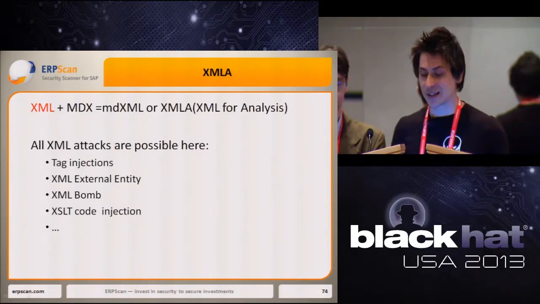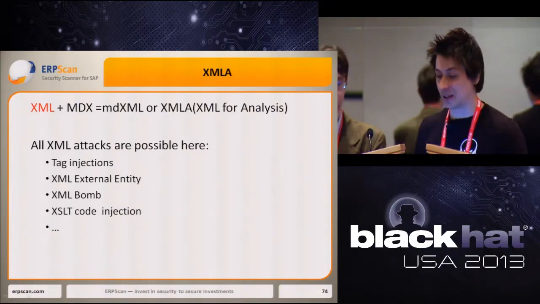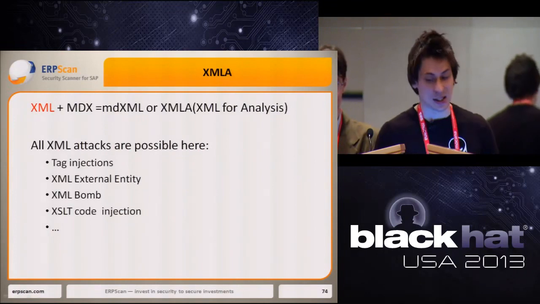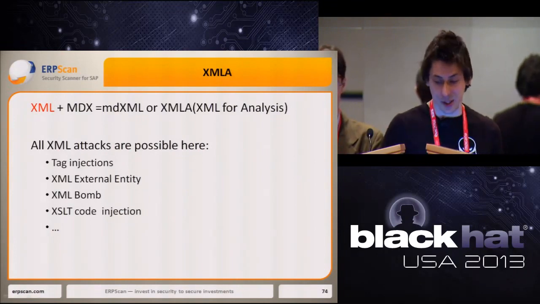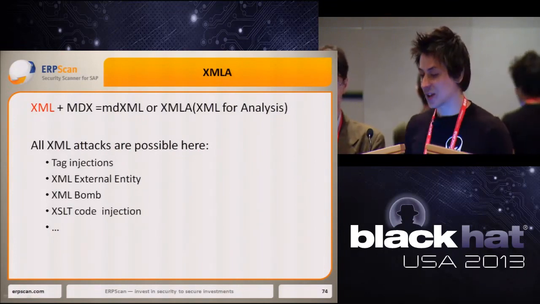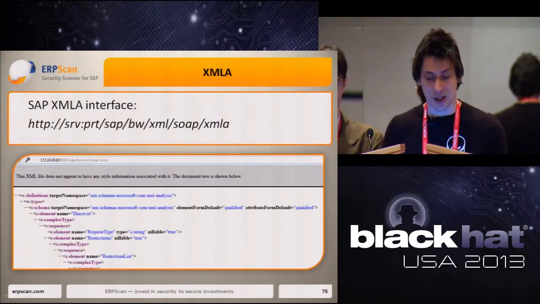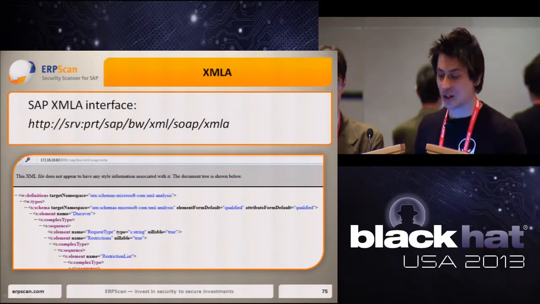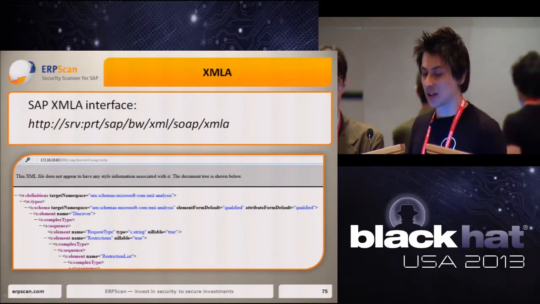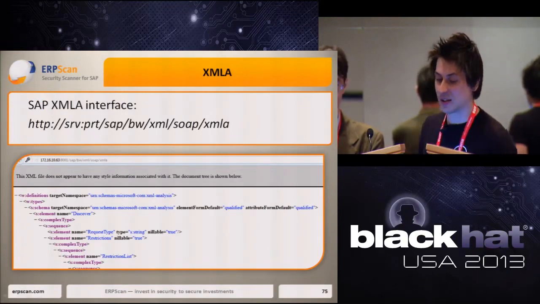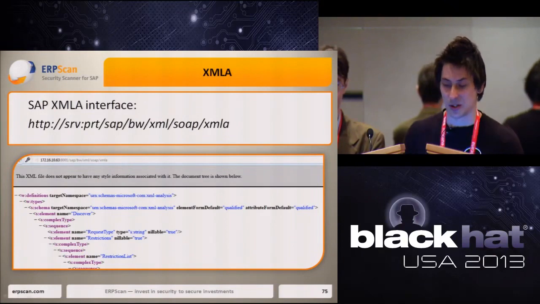Back to the attack now. XML for analysis is still good old XML, and all classic attacks are applicable to XML. For example, tag injection, XML external entity, XML bomb, and XSLT code injections. Let's study one of them using the example of the OLAP server and the XMLA service of the SAP ERP system.